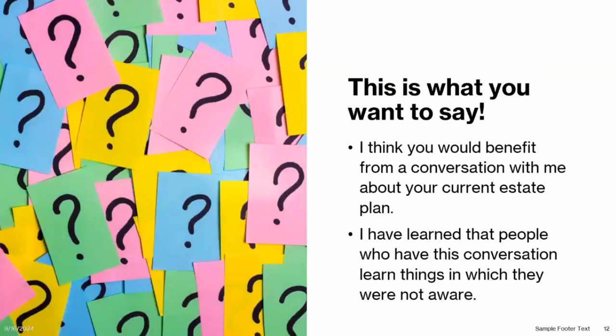So this is what I want you to say to these people. I don't want you to say anything else. "I think you would benefit from a conversation with me about your current estate plan." That's it. If they ask why, I say, "I have learned that people who have this conversation learn things of which they were not aware." That's all. Shut your mouth after you say that. Let them tell you if they have time next week to meet you for an appointment. And if they don't have time next week, do not count them as an appointment for next week. Don't fool yourself.